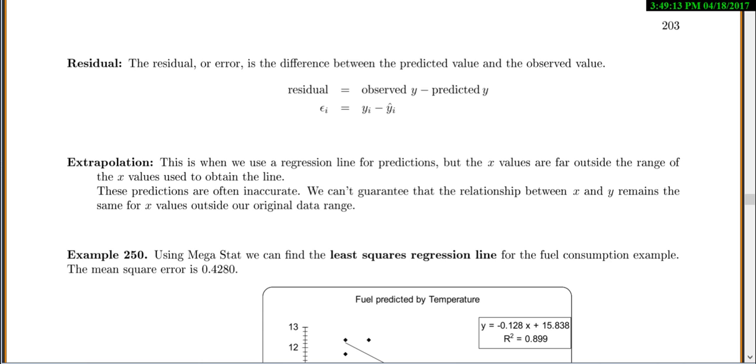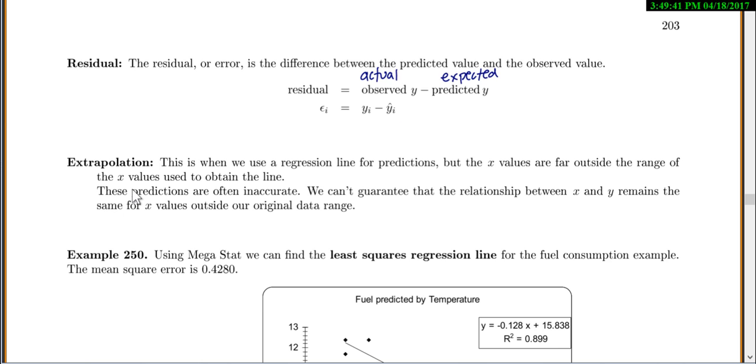Okay, let's talk about a few more things. So we have what's called residuals. The residual, or the error term, is the difference between the predicted value and the observed value. So the residual is always going to be your actual observed value minus the predicted, or if you prefer, your actual minus the expected. Or y_i is the actual, y_i hat is the predicted.